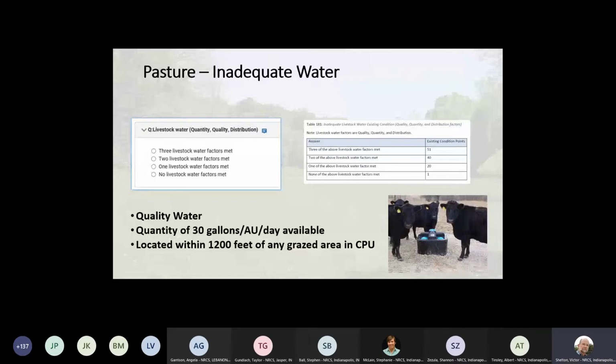Pasture is pretty easy. Again, if it's identified as a problem, you're going to rate it on three factors: water quality, quantity, and pretty much access, which is looking at the walking distance from any place in the pasture to that water site. So if you mark this as a resource concern, then these are the questions that you'll be answering.